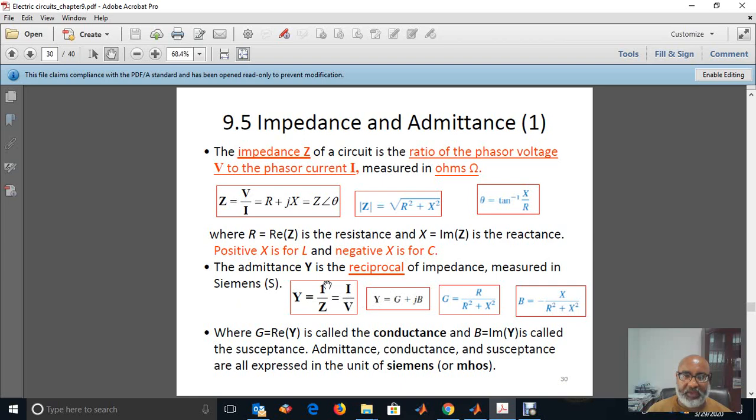The reciprocal of impedance is admittance. Y is equal to 1 over Z, and the unit is Siemens or mhos. So it is current over voltage. In general, the admittance will have a real part plus an imaginary part. After some calculation, we'll find G is R over R squared plus X squared, and B is minus X over R squared plus X squared, where G is the real part of Y and is called the conductance, and B is the imaginary part of Y and it is called the susceptance.